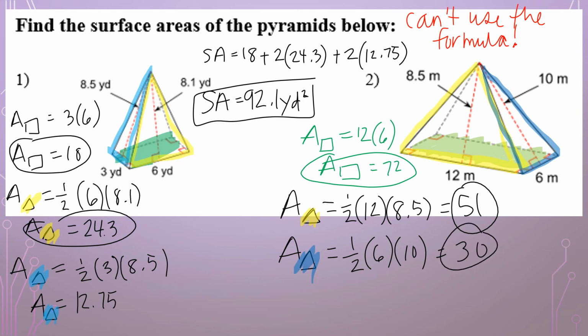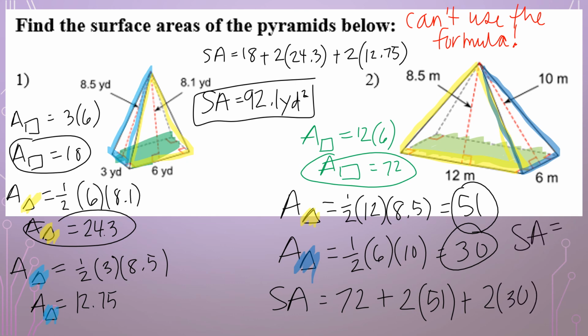To get your surface area, you have 1 of the green rectangles, you have 2 of the yellow triangles, and you have 2 of the blue triangles. Put that all in your calculator and you get the surface area is 234 meters squared.